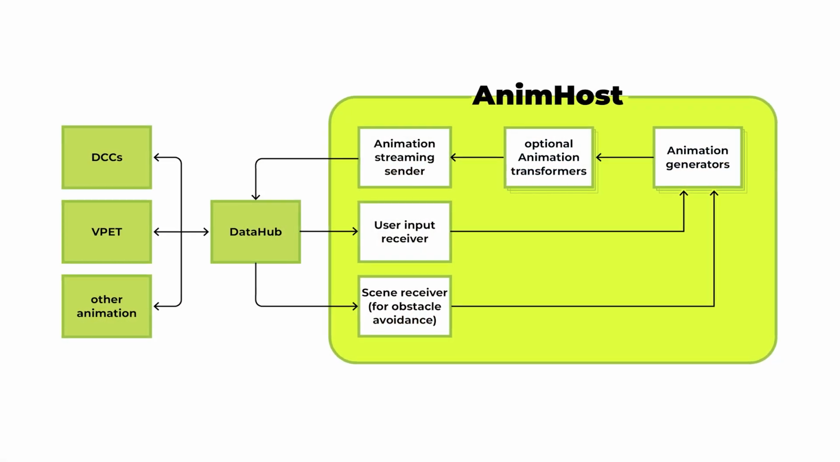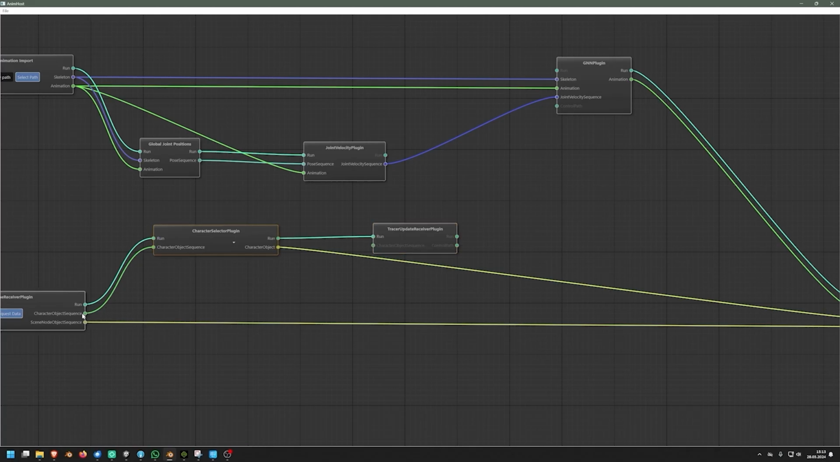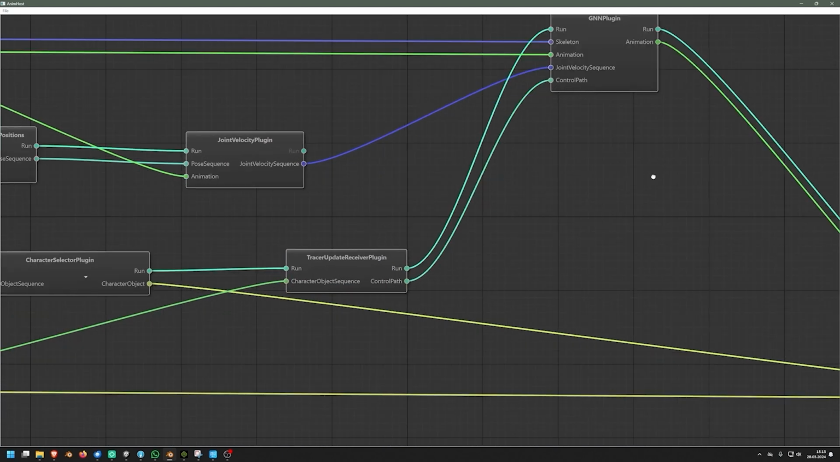AnimHost, part of the Tracer ecosystem, connects animation generators to digital content creation applications, on-set tools like VPET or game engines in general. These animation generators could include deep neural networks trained on motion capture data, video-based low-cost motion capturing, and many more. AnimHost is functionally independent of the animation receiving application and provides an intuitive, node-based user interface and an API to support new generators, focusing on real-time interaction.